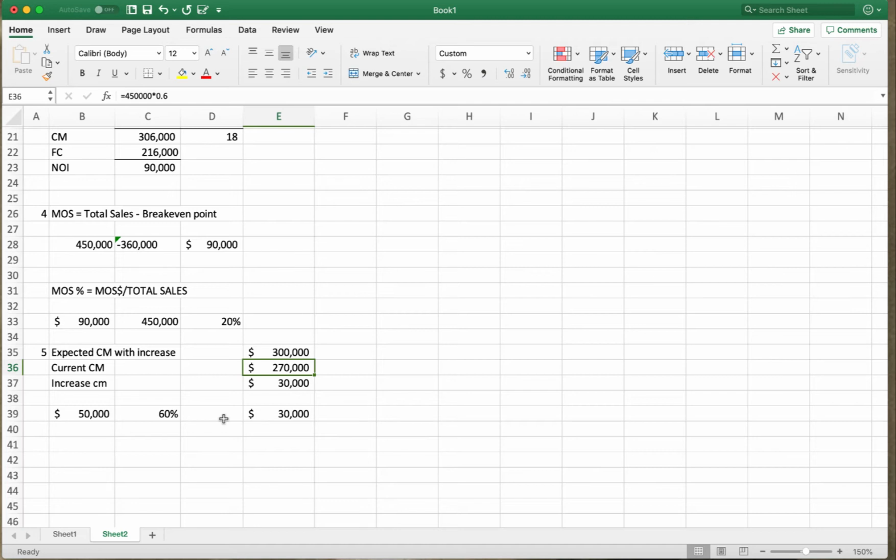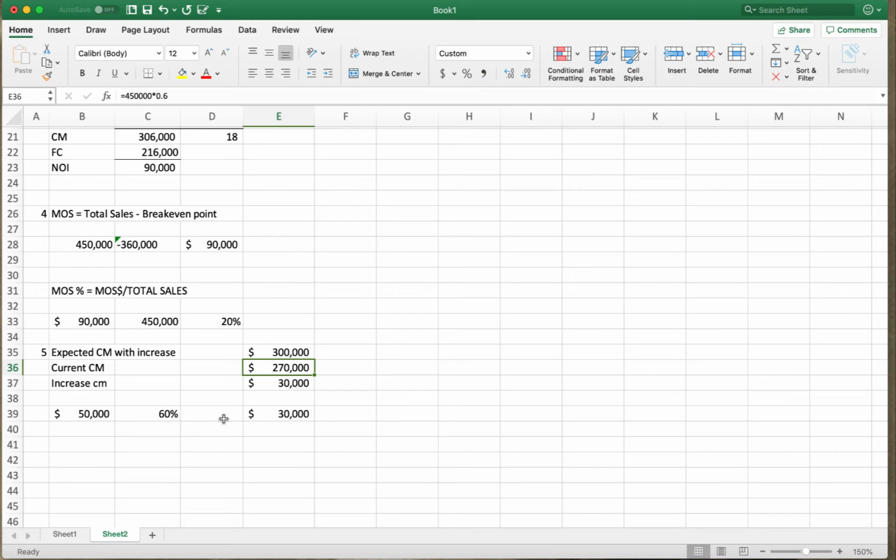In this example, they gave me dollars, so I couldn't multiply $50,000 by $18 per unit. That wouldn't give me the right number, right? One's in units, one's in dollars. So if I'm trying to figure out what my answer is in dollars, I always got to use that CM ratio. So that's why I multiplied that increase in sales dollars by that CM ratio, okay?